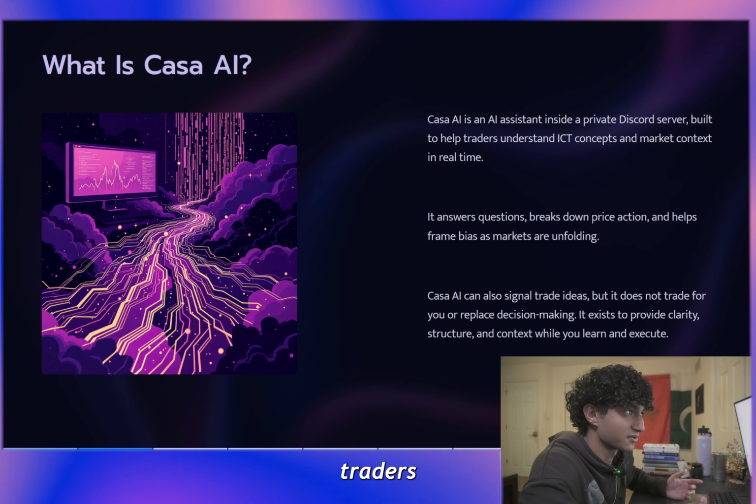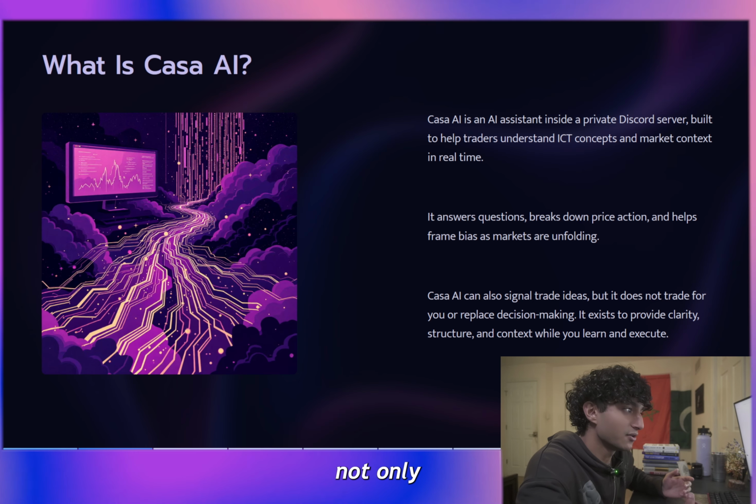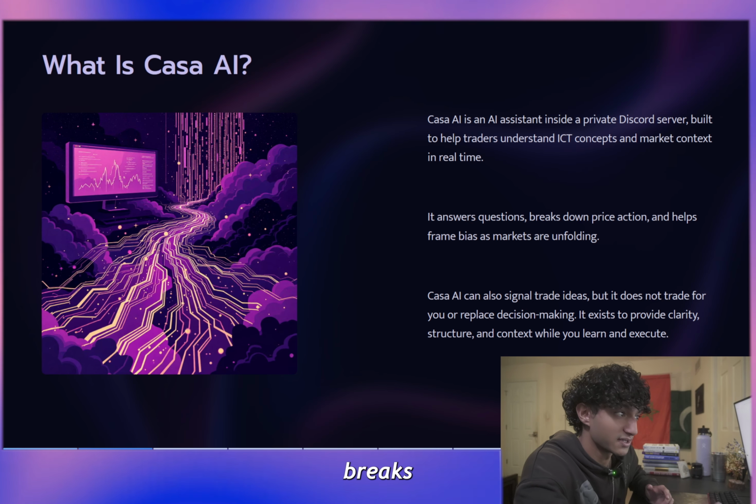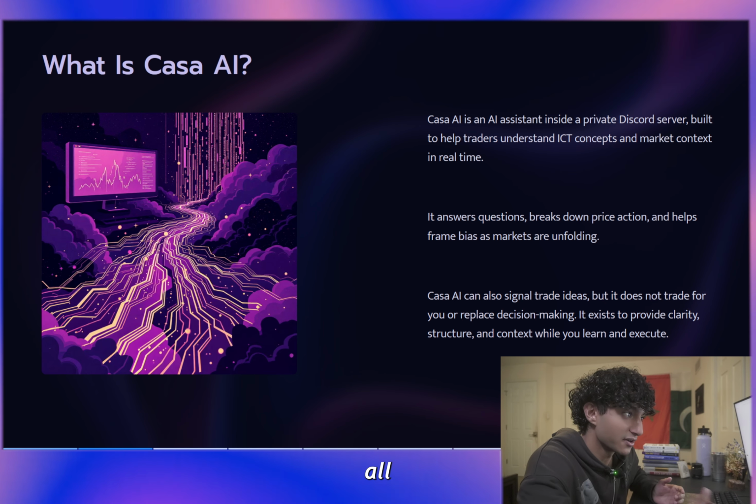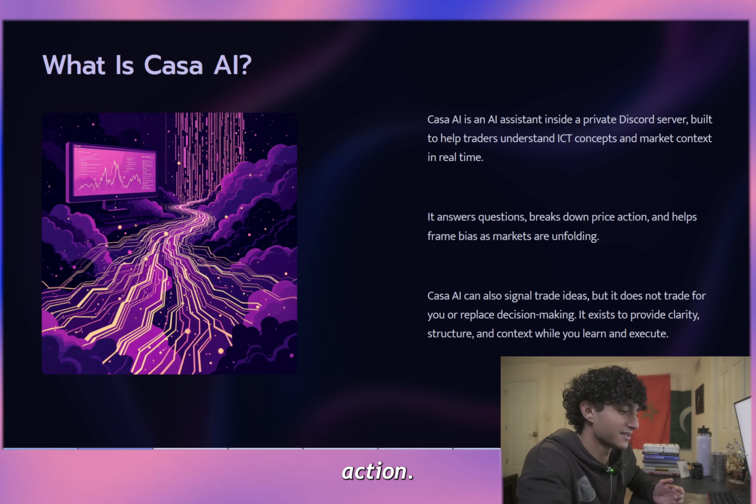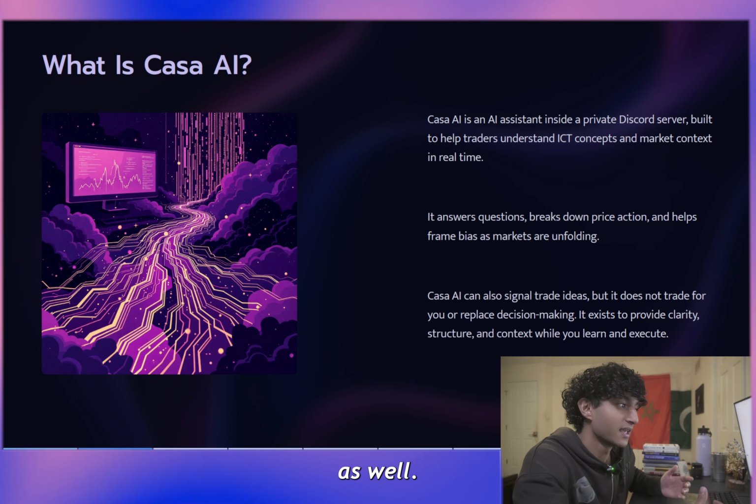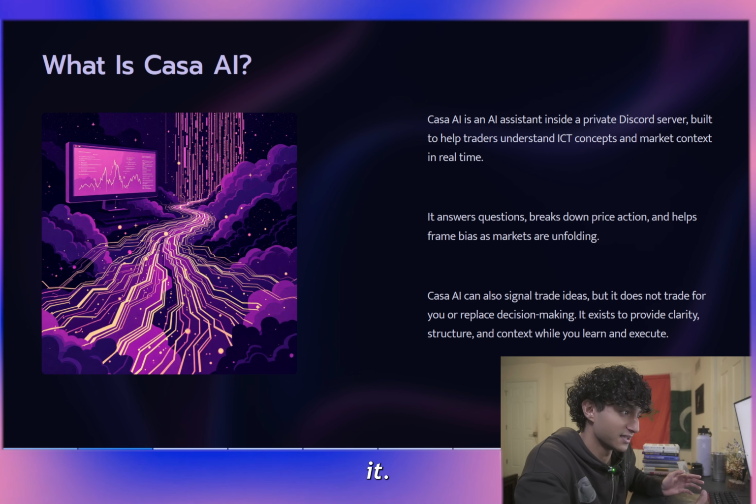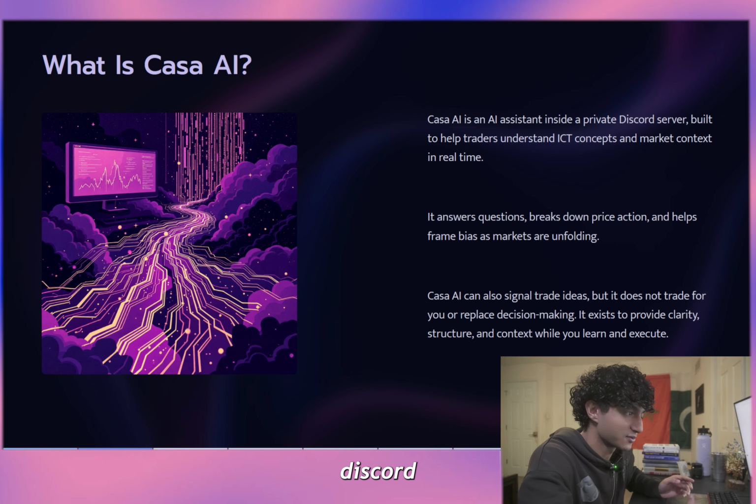Essentially, it's built to help traders understand ICT concepts and market context in real time. So not only does it answer questions, but it also breaks down price and helps frame bias as markets are unfolding. And this is all concurrent, right? This isn't on past price action. Now, it does have paper testing and backtesting enabled as well, and you can also journal within it. It's so cool. I'll show you guys in depth how to use it inside the Discord and everything.